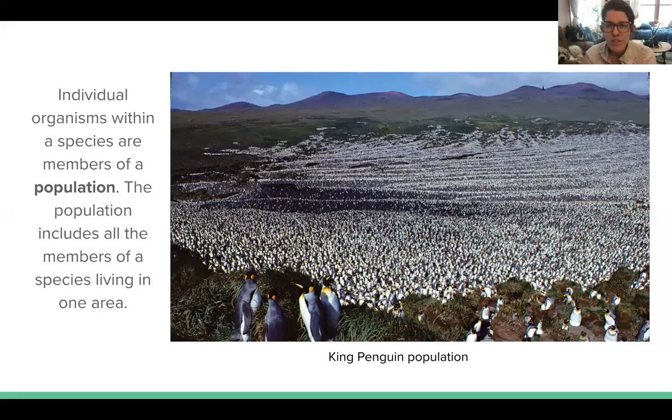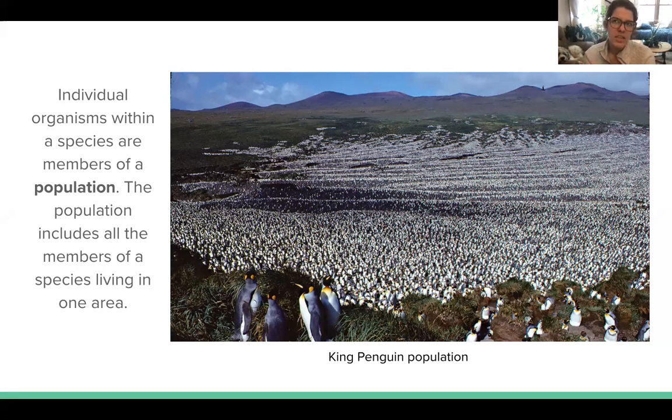So an individual organism, within a species, is a member of a population. Here, in this picture, you see a whole bunch of individual king penguins, and all together, all the members of the species in that area are called a population. And make note that a population includes all of the members of a species living in one area.